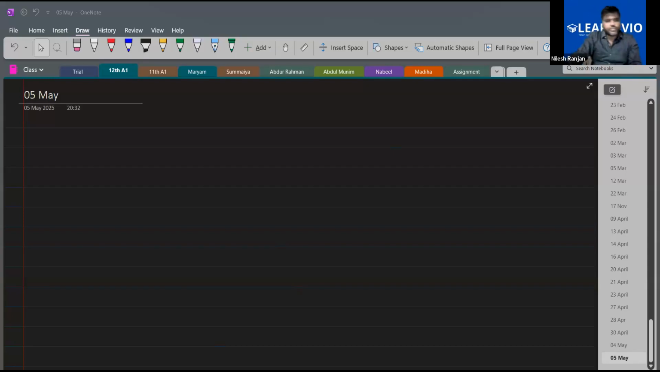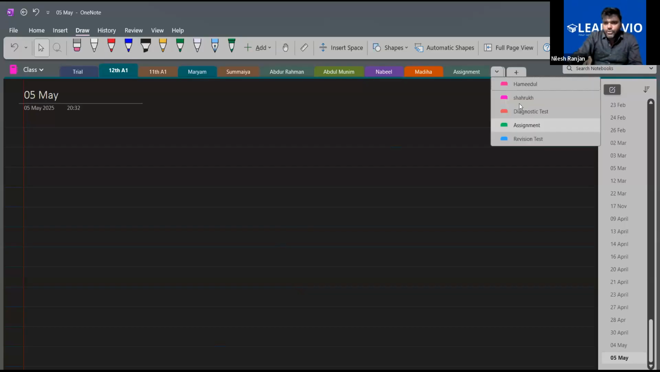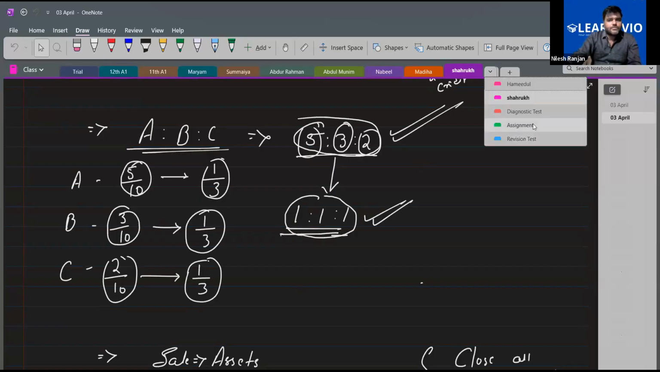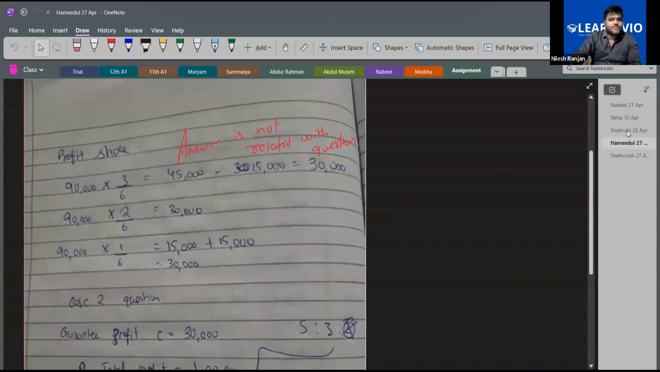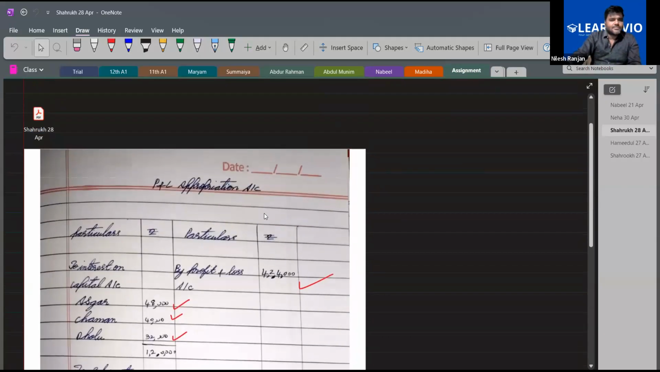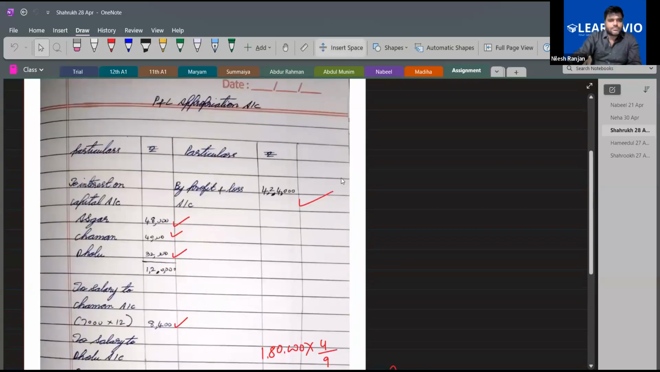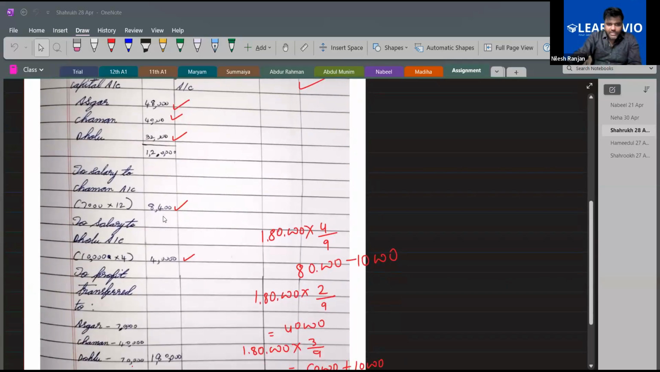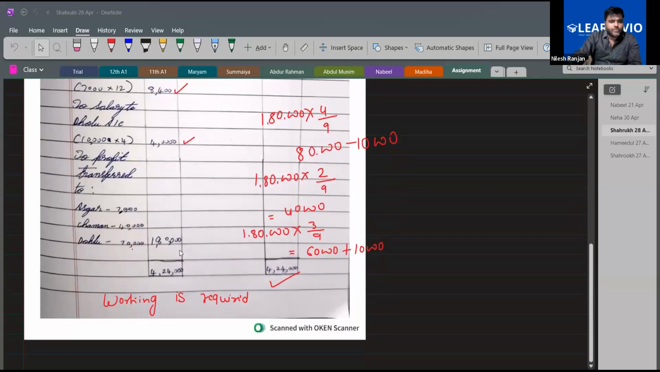One thing I wanted to discuss actually, Shahrukh, you have solved many questions. You do the homework on a regular basis, but there is a problem that in your homework, you never do the working note. Like this question, you can see the screen, Shahrukh? Yes, sir. Okay. So in this question, you have written profit and loss. You have written interest on capital. You have written salary of both the partners. But where is the calculation?